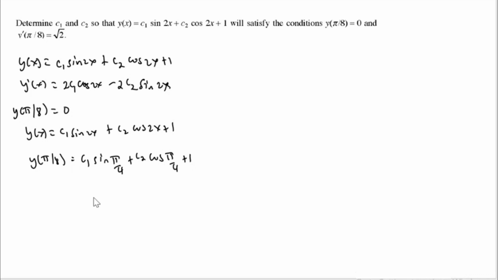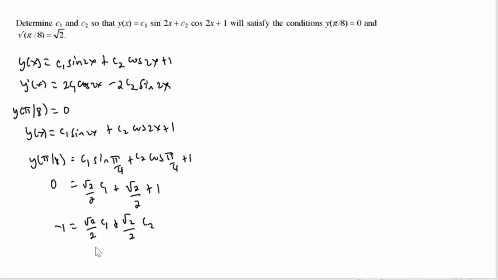Now, I will take the value of sine pi over 4 as well as cosine pi over 4, and I will also write the value of y of pi over 8, which is equal to 0. So I can write 0 is equal to sine pi over 4, which is square root of 2 over 2, times c sub 1, plus cosine pi over 4, which is square root of 2 over 2, times c sub 2, plus 1. Transposing 1, we have negative 1 is equal to square root of 2 over 2 of c sub 1 plus square root of 2 over 2 of c sub 2.